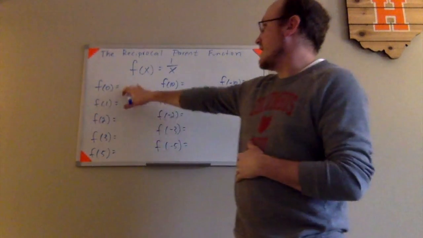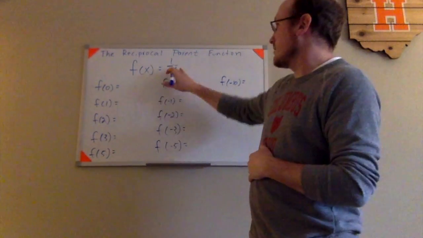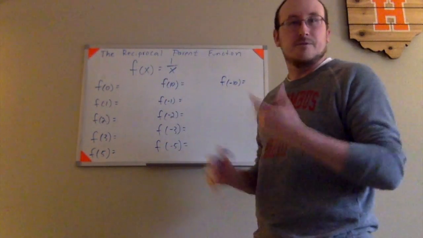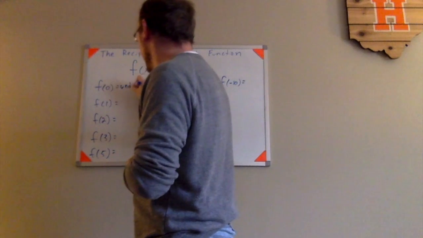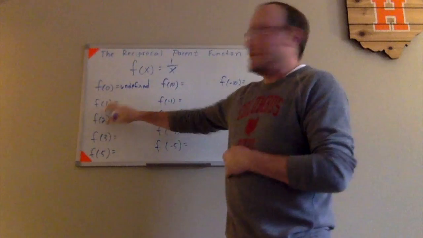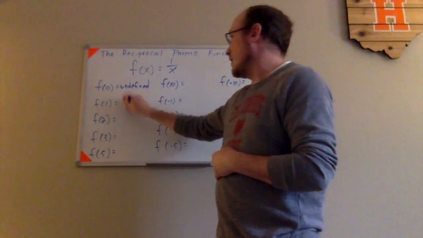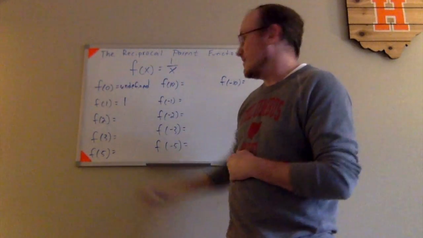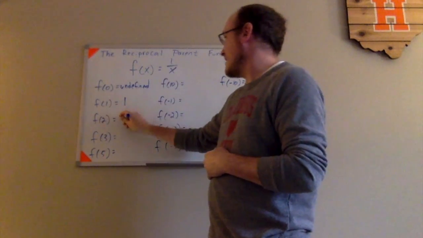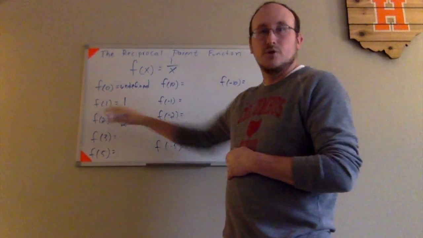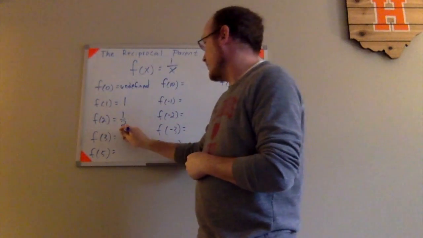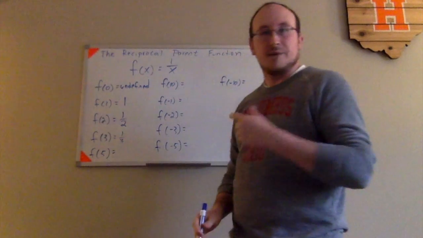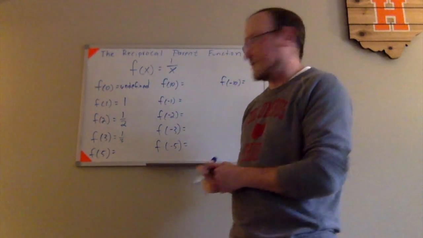points. So here we have f of 0. If I plug 0 in for x, I would have 1 over 0, which would be undefined, with a 0 in the denominator. When I plug in 1 for the x, 1 over 1 would be 1, so the point 1, 1 is on the graph. When I plug in 2 for x, I would have 1/2, so the point 2, 1/2 is on the graph. When I plug in 3 for x, I would get 1/3, so the point 3, 1/3 would be on the graph of this function.